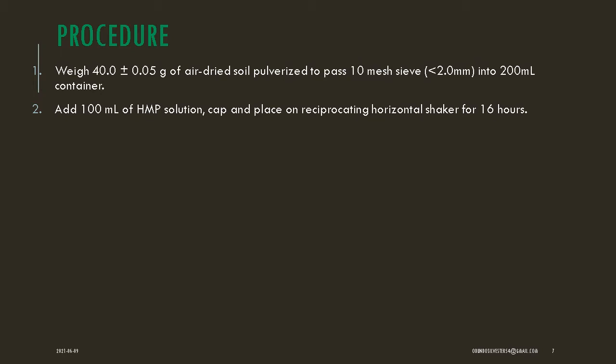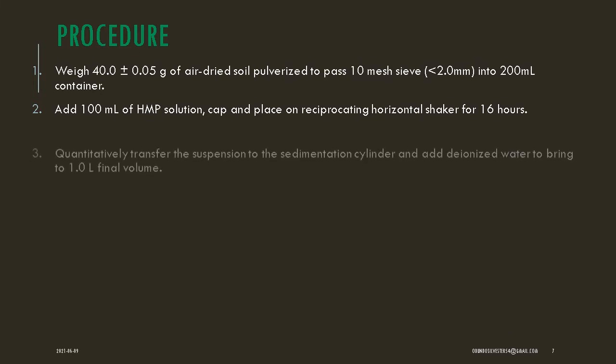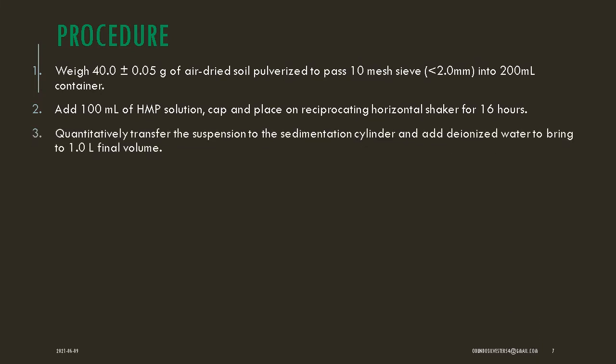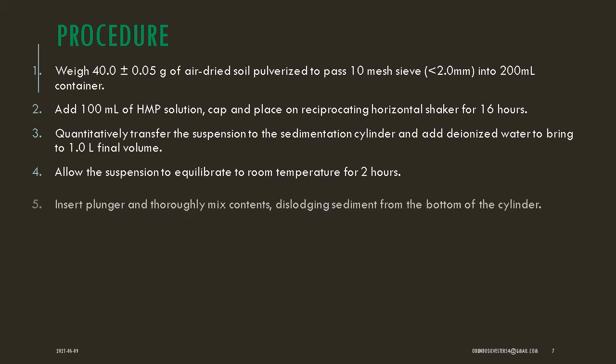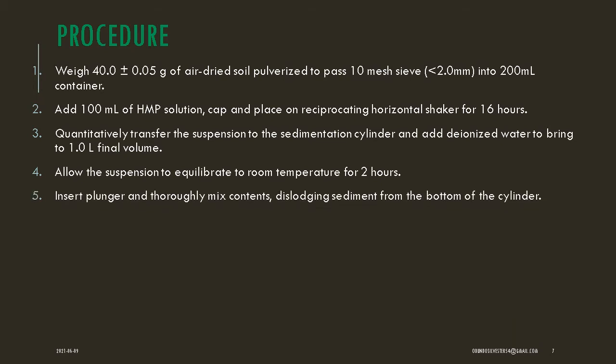So you need to cap and place on a reciprocating horizontal shaker for 16 good hours. Next, you need to quantitatively transfer the suspension to the sedimentation cylinder and add deionized water to bring it to 1 liter final volume. Next, you allow the suspension to equilibrate to room temperature for 2 hours. Insert the plunger and thoroughly mix the contents, dislodging any sediment from the bottom of the cylinder.